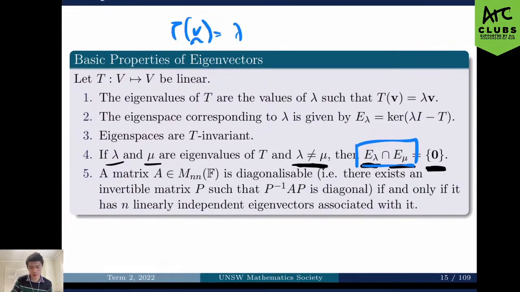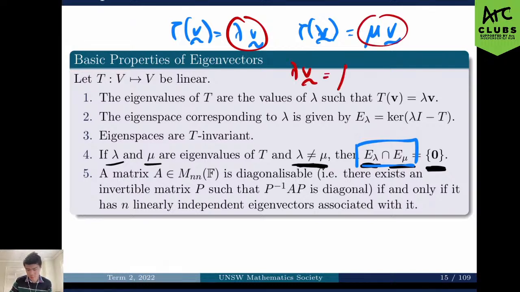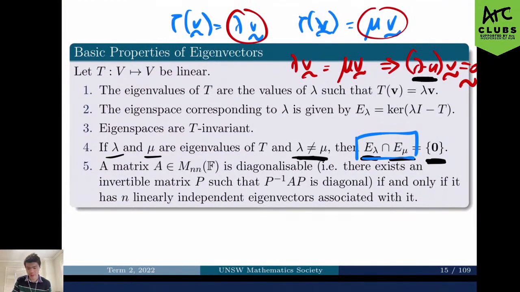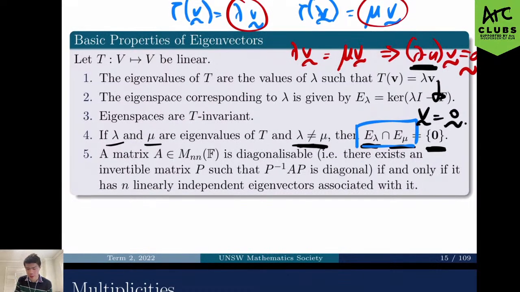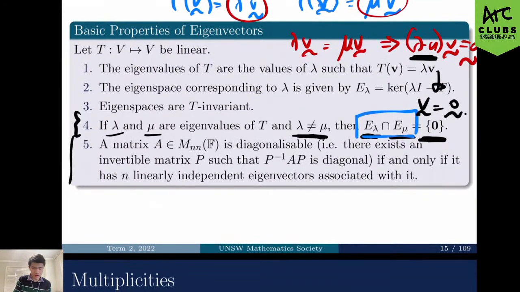T of v equals lambda v, and T of v equals mu v. And if those are both true, then if you solve for this, you get lambda minus mu times v equals 0. Which means that because these are not equal, this can't be equal to 0, that just means that v has to be equal to 0, right? So it doesn't really make sense for something to have two different eigenvalues, and in fact, because 0 is not defined as an eigenvector, this basically means that you can't be an eigenvector of two different eigenvalues.